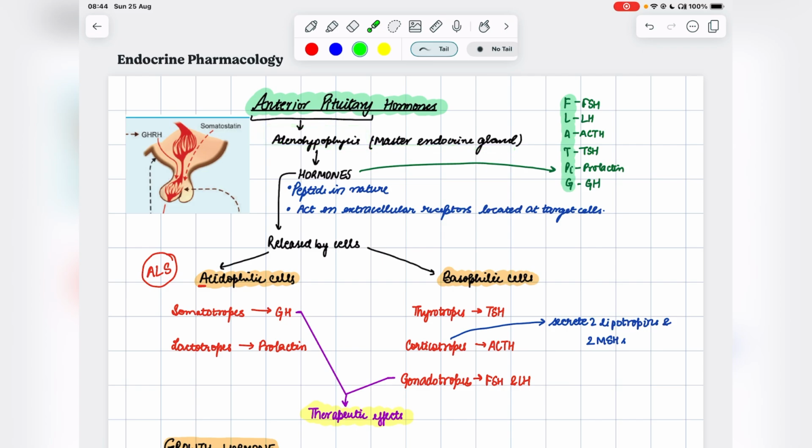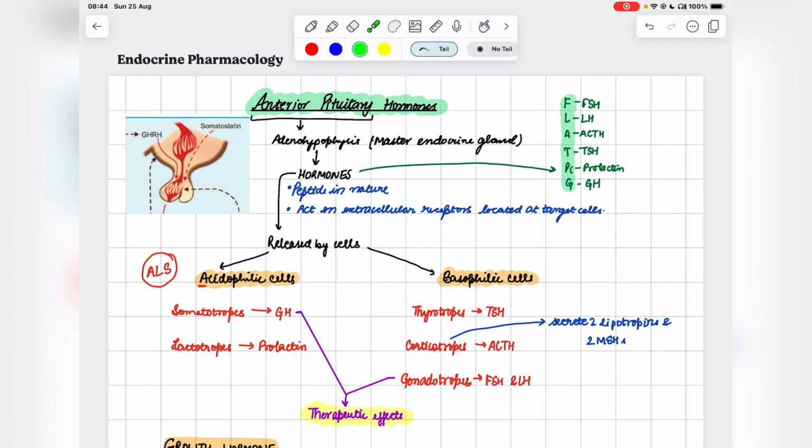Although the anterior and posterior pituitary both make up the master endocrine gland, most of the hormones released by the pituitary are released by the anterior pituitary. The hormones released by the anterior pituitary are peptide in nature, and this is an important point to understand because it will tell you how they act on receptors. As they're peptide in nature, they will act on extracellular receptors located at target cells. They will act on the membrane receptors, but they will not act intranuclearly or intracellularly.